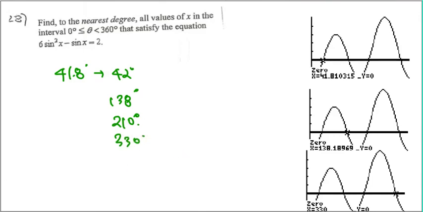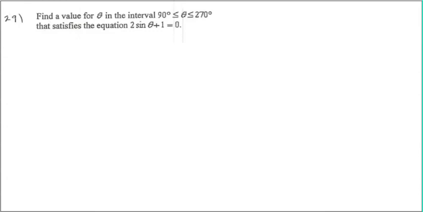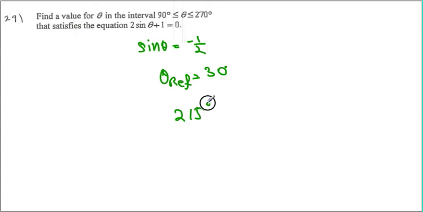Alright, let's continue. Find the value of theta from 90 to 270. So 90 to 270, we're talking about second and third quadrant that satisfies this condition. So we have sine theta will in fact be equal to -1/2. When do you have sine theta to be -1/2? It's only possible on the third quadrant, where the reference angle will be equal to 30 degrees. So we end up looking at 215 degrees. That becomes our answer. No, I mean not 215, 210. Sorry about that.